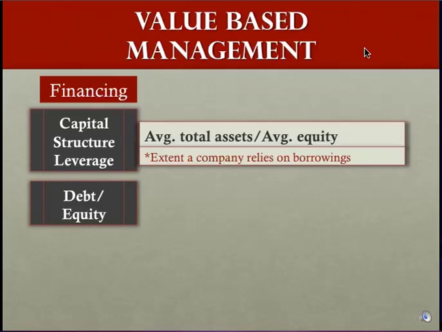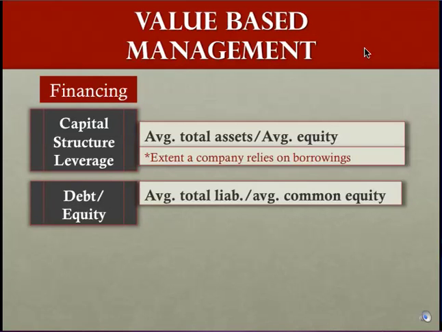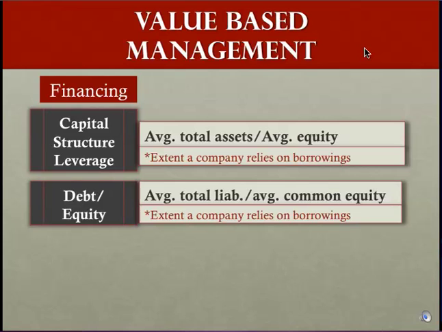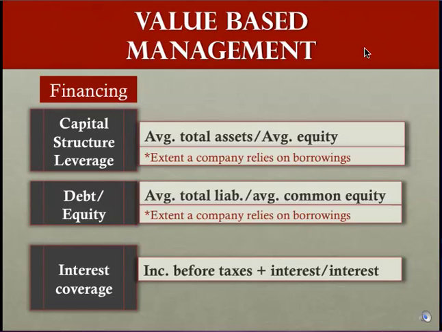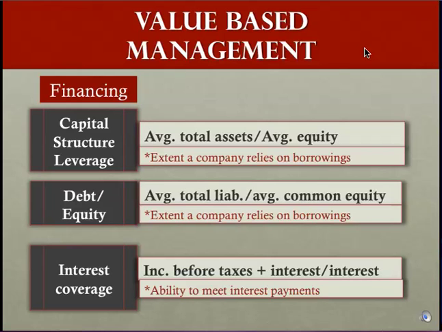Next, debt to equity is a ratio of average total liabilities to average common equity. Another way to measure capital structure leverage is through this debt to equity ratio. The higher the debt, the higher the ratio, but again, you don't want this to be too high. The interest coverage ratio is the last ratio we'll look at for financing. This is income before taxes and interest. So it's pre-tax income and pre-interest income, and you divide that by your interest expense. What this is telling us is our ability to meet our interest payments. The higher the number is better.